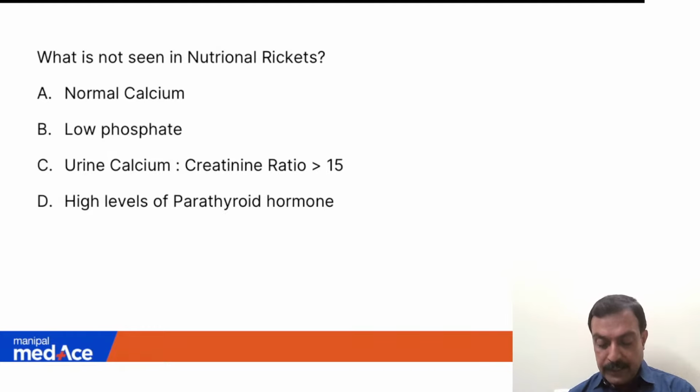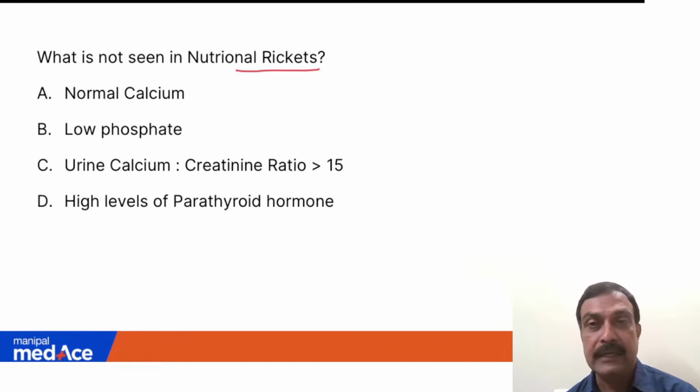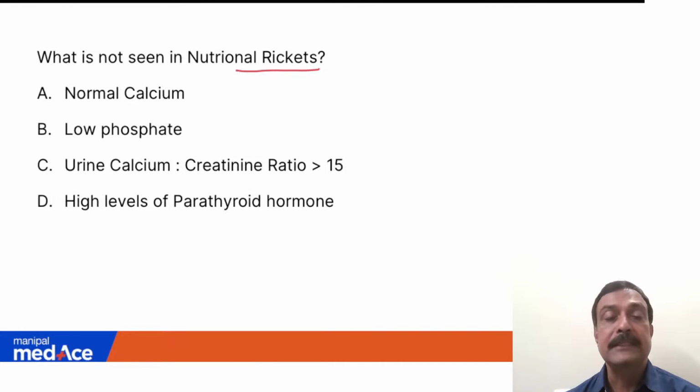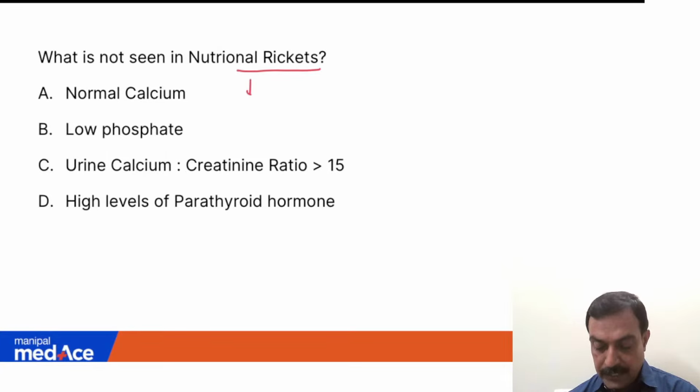So this is another important question. There are a lot of questions asked in every exam related to nutritional rickets. In fact, this is a very common problem we see in our day-to-day practice, specifically in developing countries like ours. In developed countries, nutrition is good and vitamin D supplementation is good, so we do not see it. So what happens in nutritional rickets? Normal calcium or low calcium may be seen. So what is not seen here?